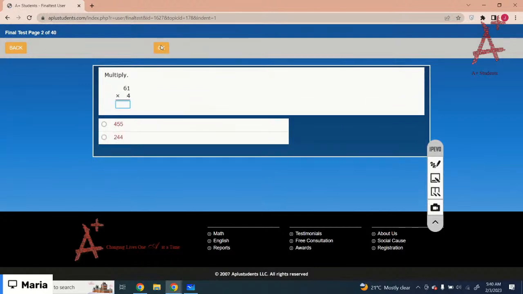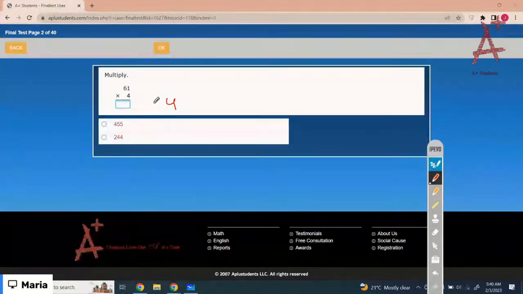Okay, the next one is 61 times 4. So which is the correct option? 4 times 1 is 4 and 4 times 6 is 24. So the correct option is 244. Got it? So the correct option is 244.